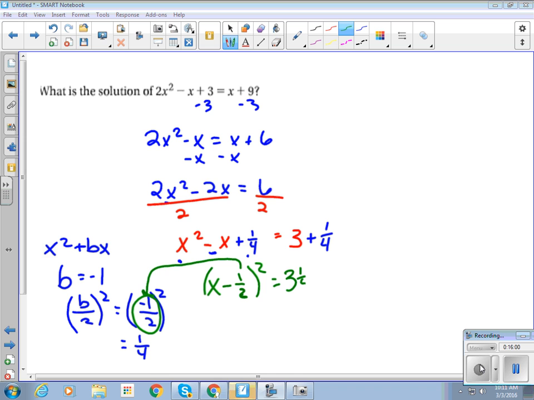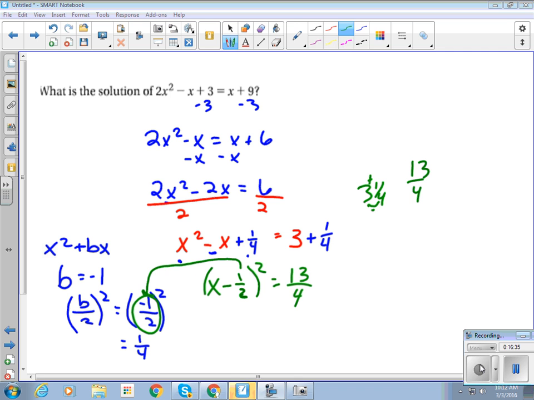Three and a fourth. 3 1/4, that's 3 times 4 is 12, plus 1 is 13, so it's 13 over 4. I just made 3/4, 3 1/4. And that's 13 over 4. Just simplify fractions.